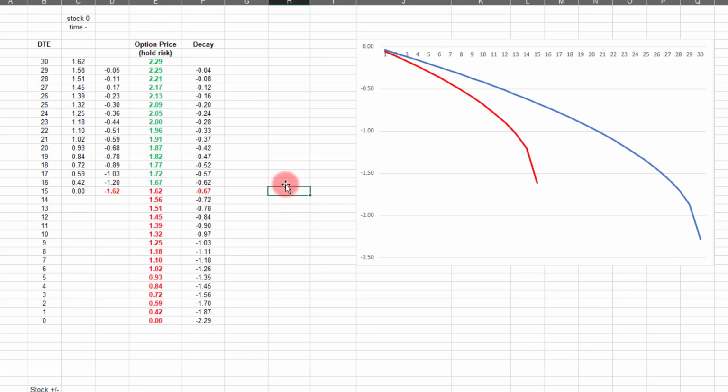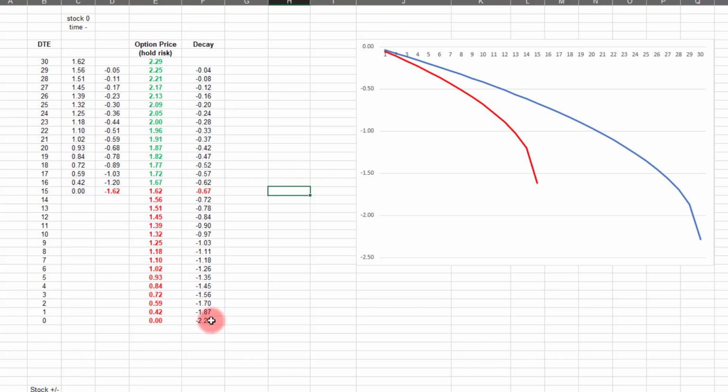And then the next column is showing the total amount of decay. So on day 1, this option is worth $2.29. On day 2, okay, 1 day has passed, it drops from $2.29 to $2.25. In other words, a loss of 4 cents. So this trader experiences a 4-cent loss. The next day it drops from $2.25 to $2.21. It's now an 8-cent loss from the original purchase price. And so you can see that at the very bottom, eventually the entire $2.29 is lost.